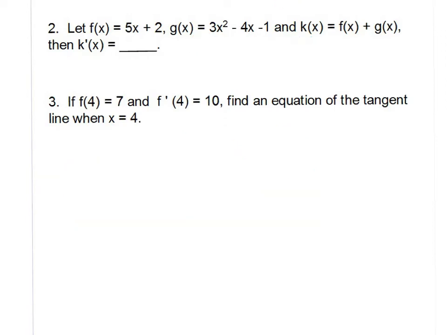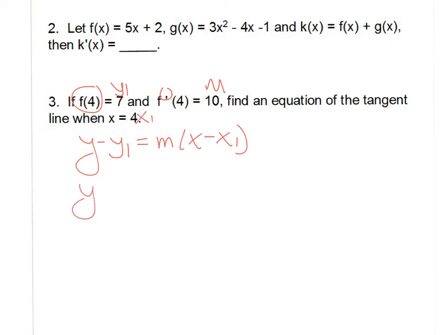And now lastly for 3, when we want to write the equation of the tangent line, we'll use point-slope form, and this problem gives us everything we need. The derivative is our slope. The original function here is our y1, and x1 is 4. So we get y minus 7 equals 10, x minus 4.